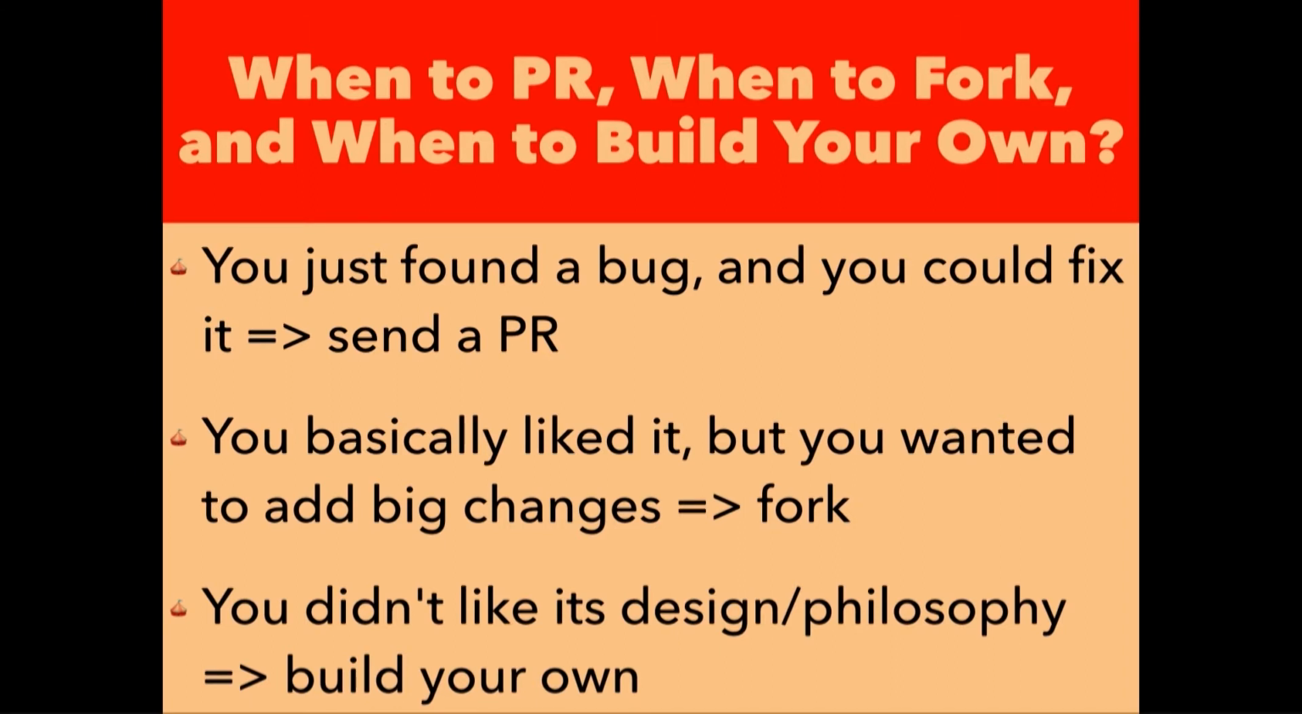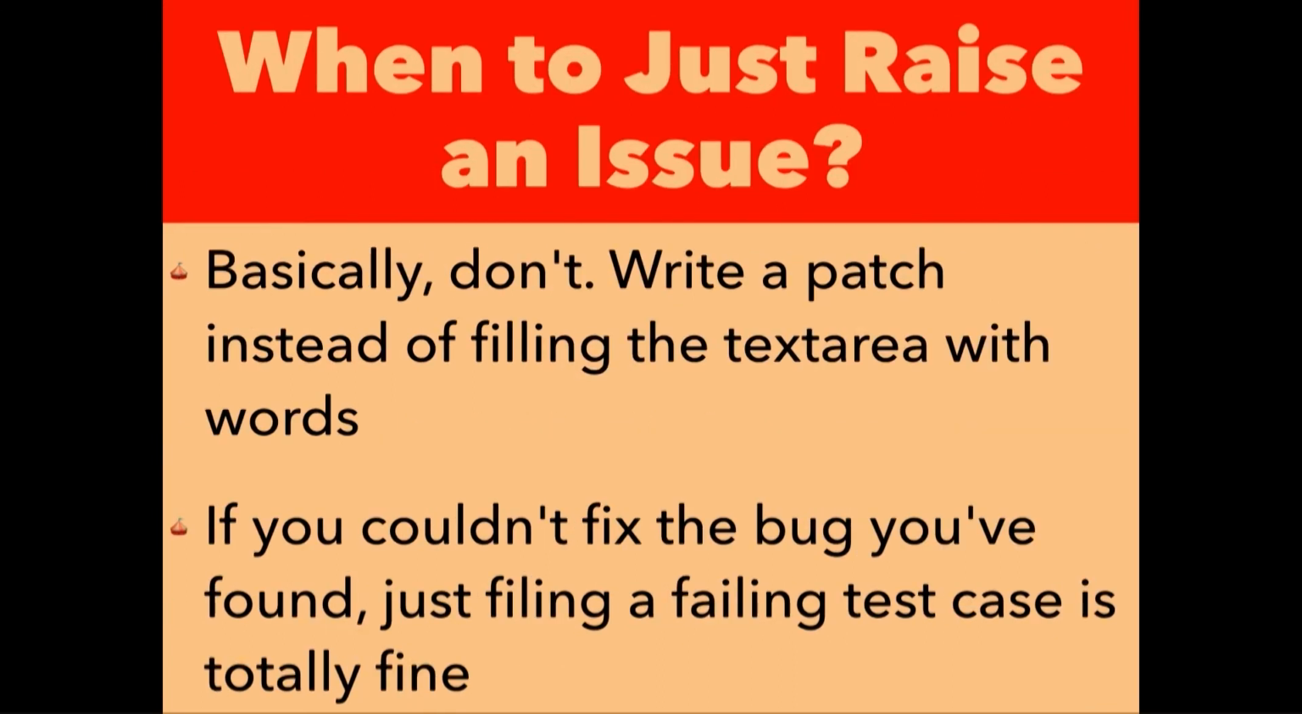When you just found a tiny bug and you could fix it, just send a pull request. If you basically liked the product, but you wanted to add something like a big feature to it, maybe you need to fork. And if you didn't like its design or philosophy, and you need to recreate everything, you'd better start creating your own. And when to just file an issue on GitHub? Basically, please don't. Please write some code instead of filling in a text area, all right?